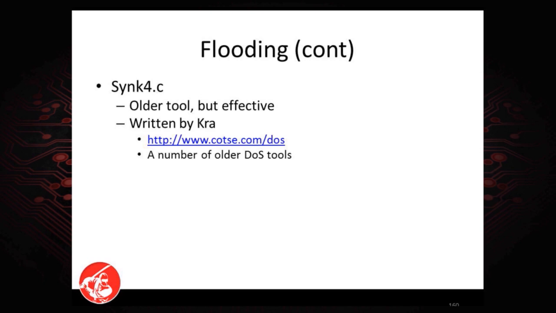This example here on this slide is of Sync4.c. It's an old tool, but still very effective. It's written by a hacker named Cra, who has written a number of older denial of service tools. But Sync4.c, as you'll see, actually still does work as a SYN flooding tool. It just generates a bunch of synchronize packets and never completes the three-way handshake. So it sends the synchronize to an open port, and the SYN-ACK comes back, but we never acknowledge the SYN-ACK, and therefore on the actual target or victim, you get a SYN received state on the socket, and it never closes and changes to an established state.